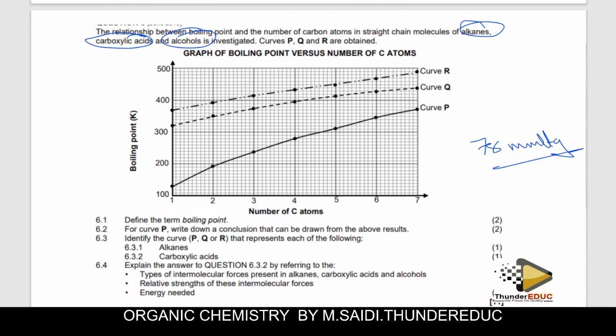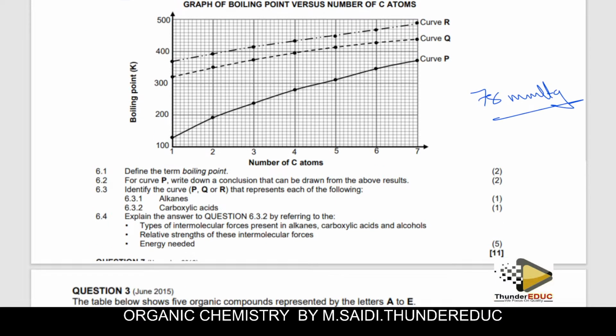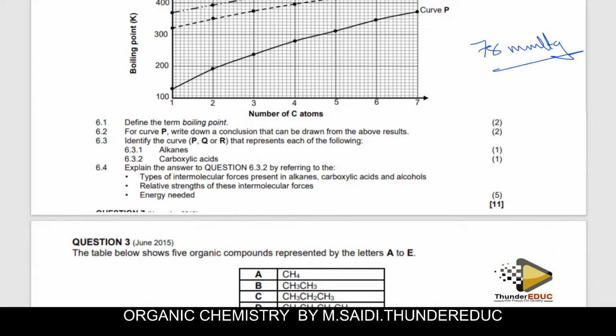Yes. Then we go to, so as the number of carbon atoms increases, you see that the boiling point increases. One carbon atom is 100, two carbon atoms is 200, whatever. Three carbon atoms is 2 point something. Six carbon atoms, you see that is 3 point something. So as the number of carbon atoms increases, the boiling point also increases.